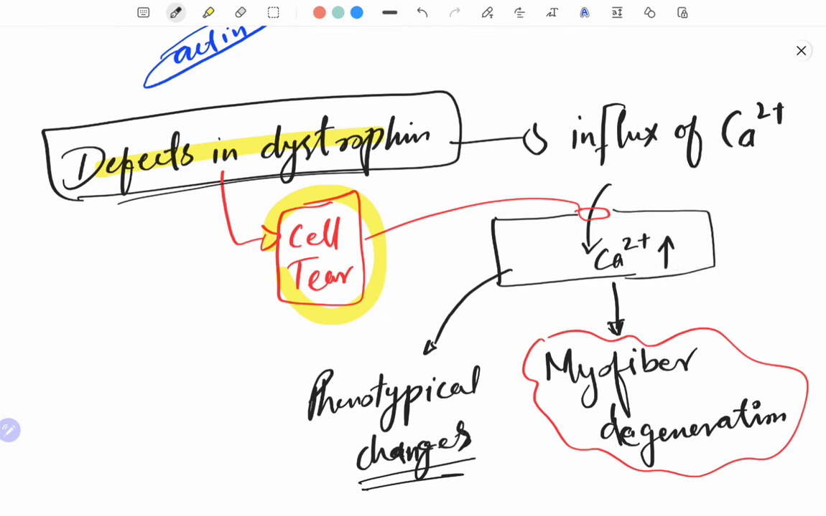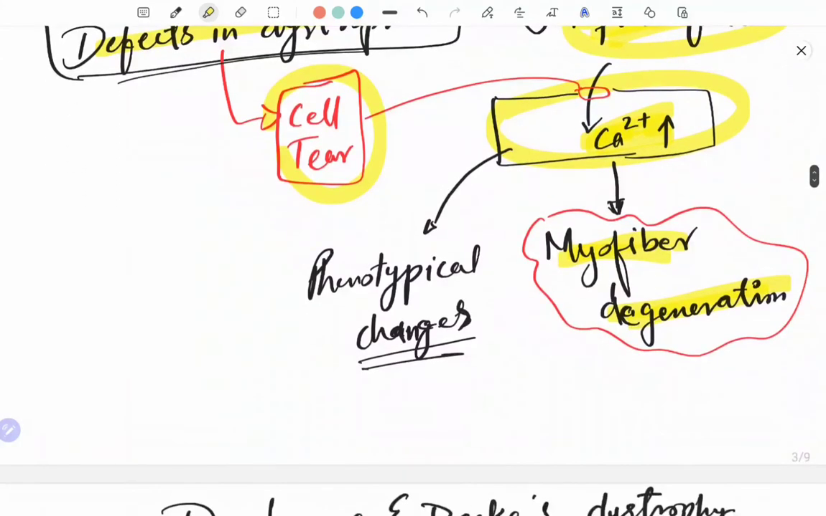And after the cell defect occurs, or cell tear, there is an influx of calcium, and this calcium accumulates in the cell. This is the cell, and this calcium accumulates in the cells, and it may lead to myofiber degeneration, and phenotypical changes also occur in the cells. We will talk about these phenotypical changes that occur in the patient.